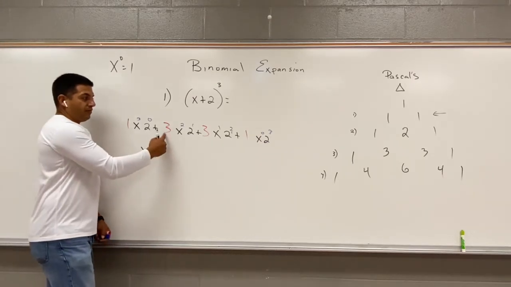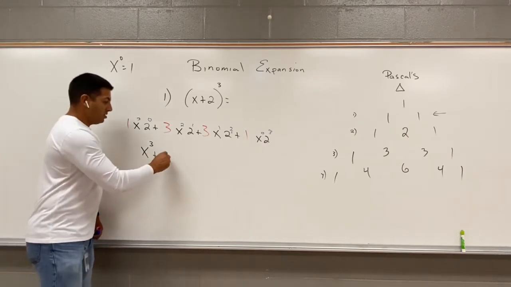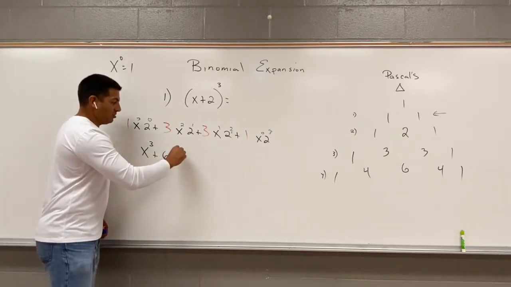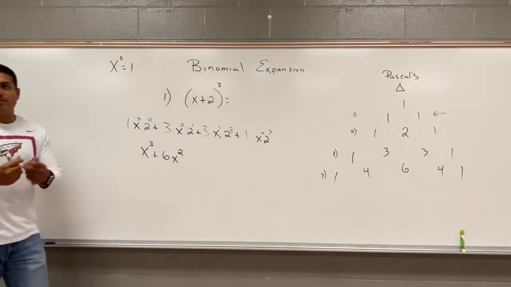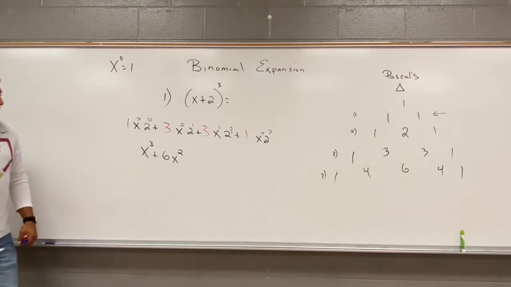3x squared times 2. So what's 3 times 2 though? 6x squared, there we go. We can multiply those things together. If we leave the 3 and the 2 separate, we haven't combined that all the way. We can always multiply 2 regular numbers together, right? All right, plus?